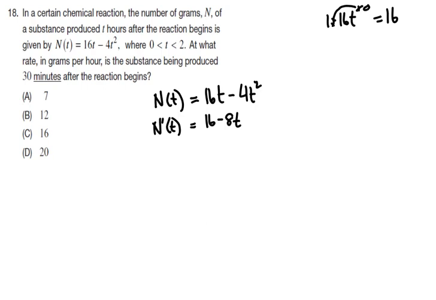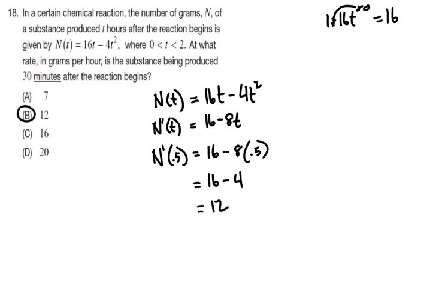And that's the rate of change. We want to find the rate at which the substance is being produced 30 minutes after the reaction begins. However, our variable is in hours, so we need to convert the 30 minutes to a half. So we plug in 0.5 for t, and we get 16 minus 8 times a half, which is 16 minus 4, which is 12. All right, so you should be able to find derivatives of polynomials and evaluate them at specific points.